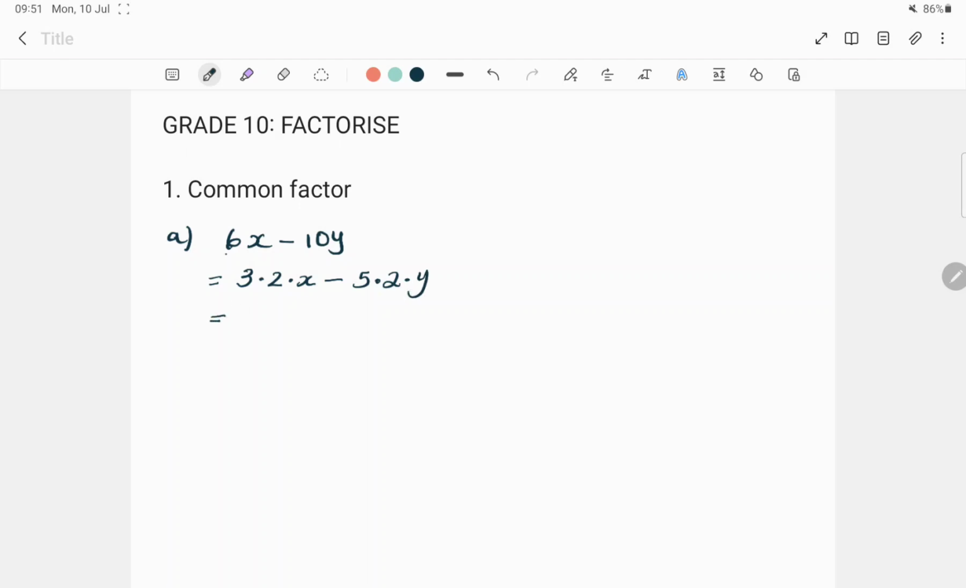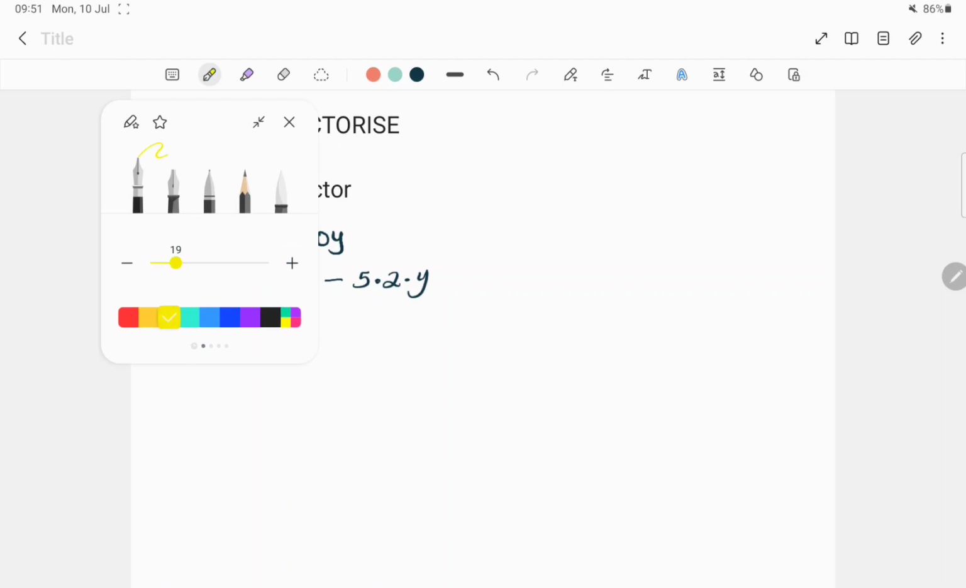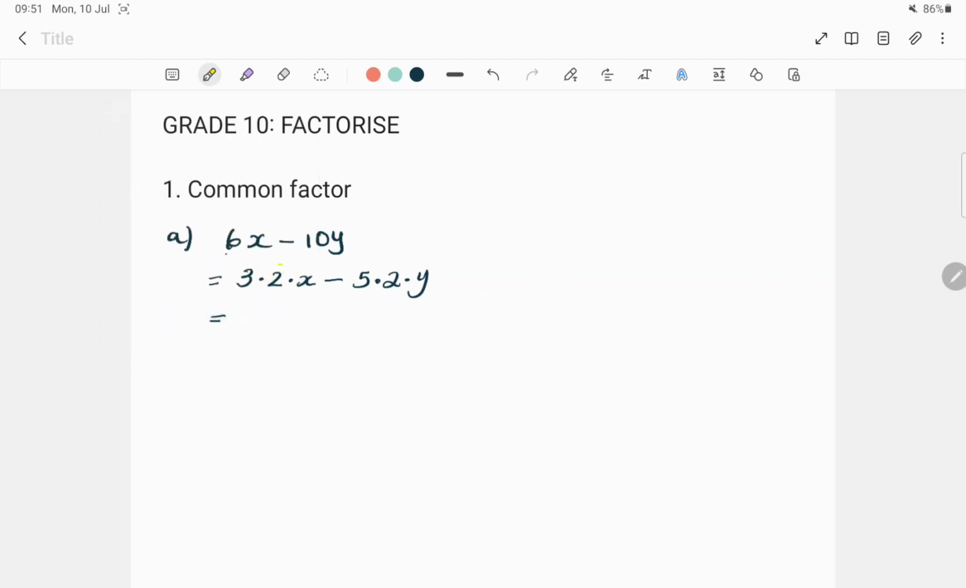And then you identify the same number that occurs in both terms. So the same number will be, I can see I have a 2, I also have a 2, and I don't have anything else. It's in this term and that term. So it means the same number here or the same variable will be your common factor.